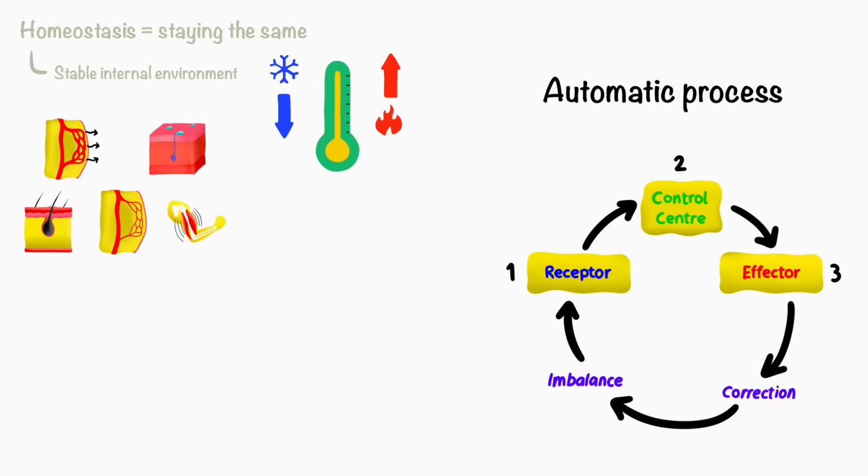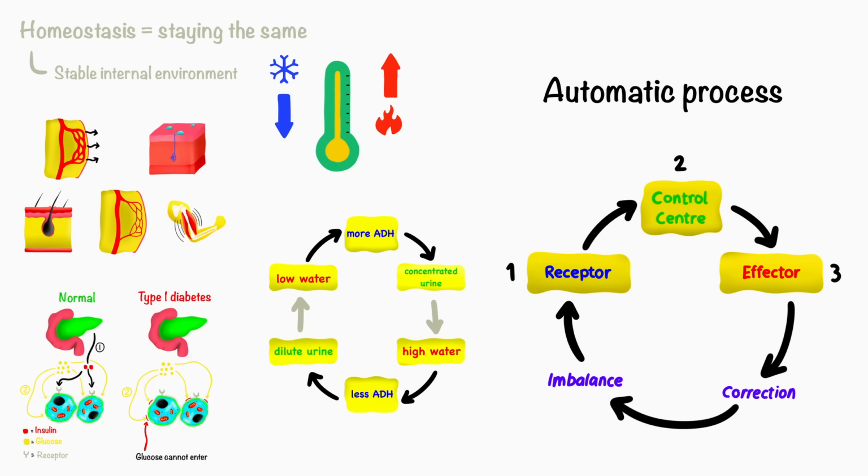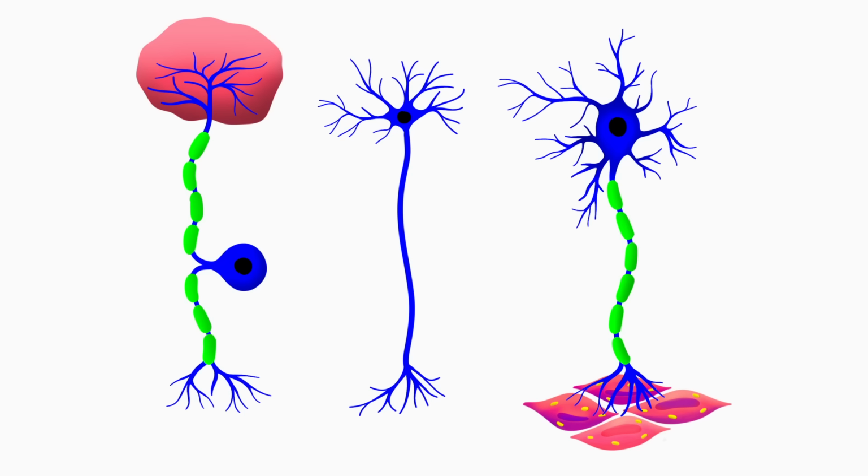Examples of homeostatic systems in the human body include regulation of body temperature, blood glucose levels, and water content. We'll explore each of these systems in detail in upcoming episodes, looking at the specific receptors, coordination centers, and effectors involved. In our next episode, we'll take a closer look at the nervous system, one of the key systems involved in homeostatic control.